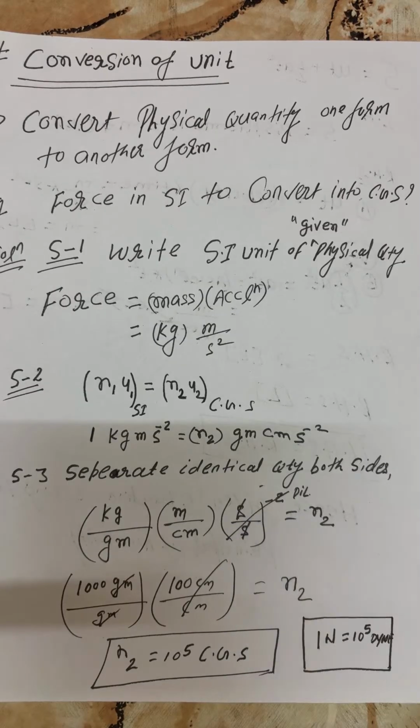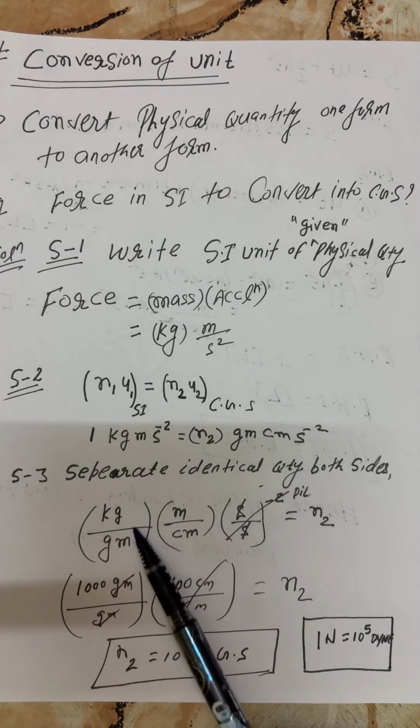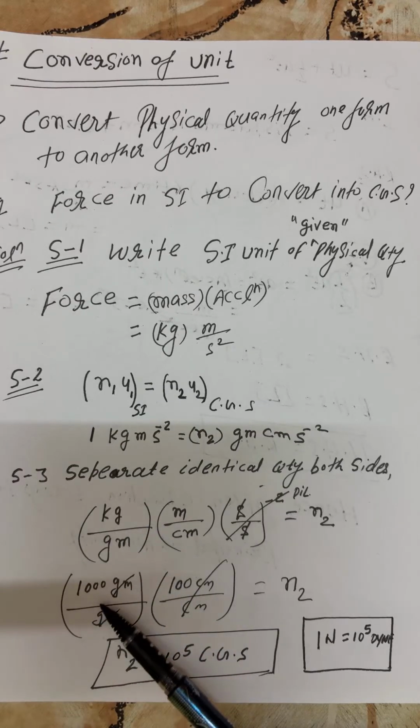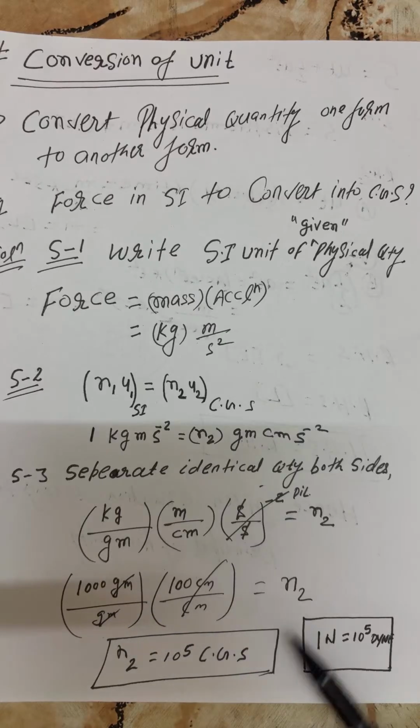1 to the power minus something, as I said, is dimensionless. Further solving is your choice: either you can keep kilogram into gram and gram into kilogram, but here I have taken 1 kilogram equals 1000 gram. Cancel, and you get n2 equals 10 to the power 5 CGS. So 1 newton equals what? 10 to the power 5 dyne. That is the conversion, my kids. Okay, have a look at the next question, my dear.